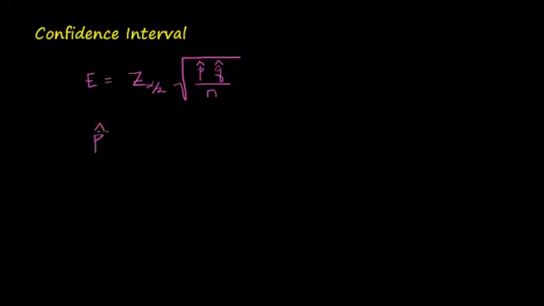The lower confidence limit is P hat minus the margin of error. We're estimating our proportion P, so the variable P stays in here. We're estimating the population proportion, so it stays there, P hat plus our margin of error.